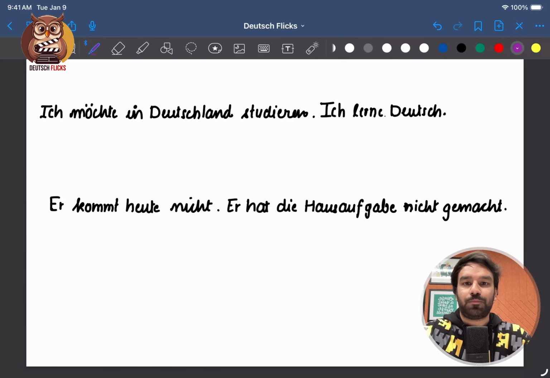Nummer 1. Ich möchte in Deutschland studieren. I would like to study in Germany. Ich lerne Deutsch. I'm learning German. So which one of them is the reason? The reason or the cause is Ich möchte in Deutschland studieren. So this is the sentence with which I'll use because or weil. And my main clause will be Ich lerne Deutsch. I'm learning German.